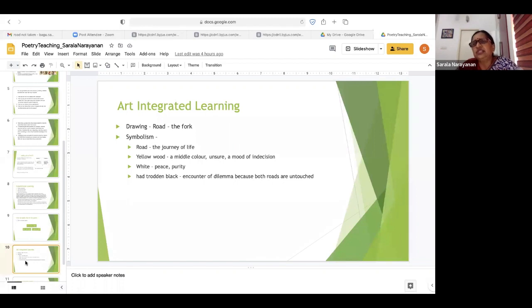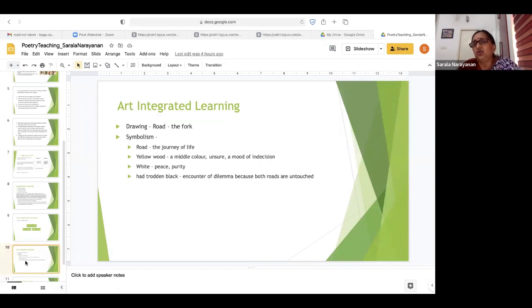Then there is a lot of symbolism in this poem. If you see, the road itself symbolizes the journey of life. Now coming to the first line, the yellow wood symbolizes so many things. The yellow-colored leaf: when does the leaf turn yellow? During the season of autumn. So we can see the season here.